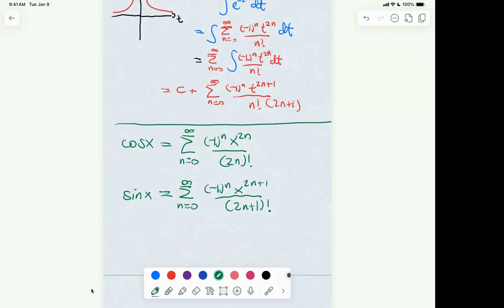Is this expression only valid in the safe zone? It's true, but the safe zone here is also any value of x for sine and cosine. It will converge regardless of the value of x. If you remember the radius of convergence, if you apply it to this power series, it will be infinity. So there won't be any convergence issues.